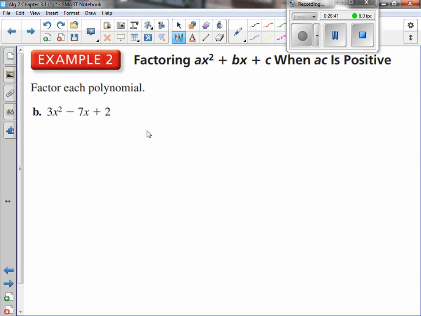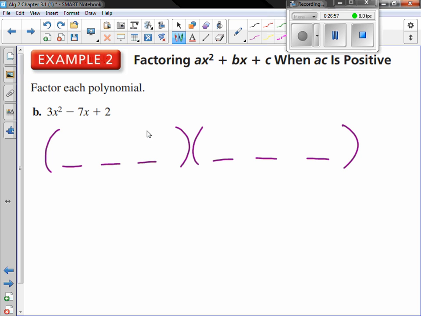So let's look at this one here. 3x squared minus 7x plus 2. Is there a greatest common factor? Well, no. There's not one that factors into 3, negative 7, and 2. Since there's no greatest common factor, we move on to step 2. I think some of you already moved on to step 2. Step 3.